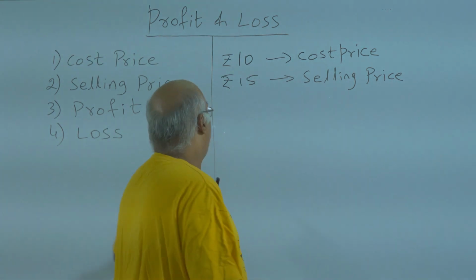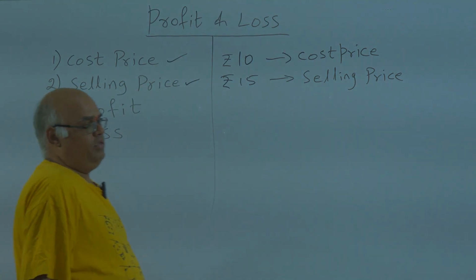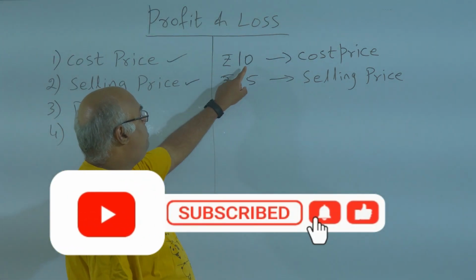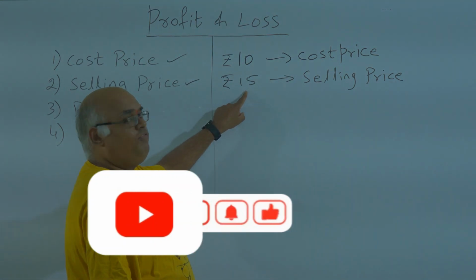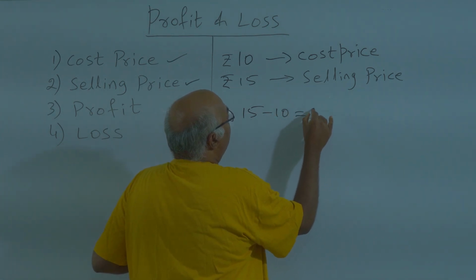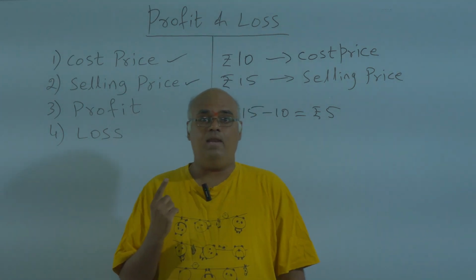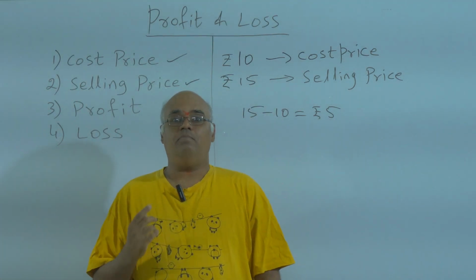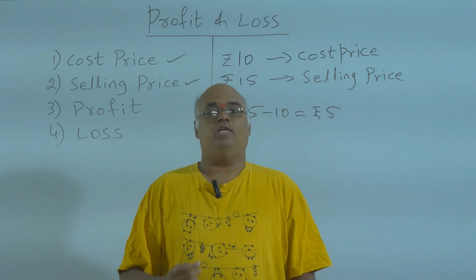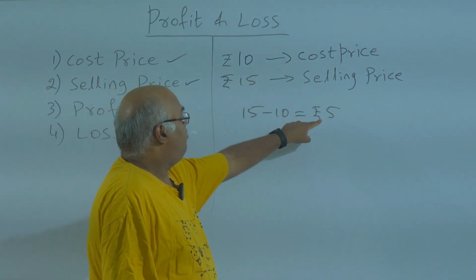Now, let us see the next. So, we have completed cost price, selling price. Now, let us see what is profit. So, profit is nothing but, for example, if you take this example, I have purchased the pen for 10 rupees and I am selling it for 15 rupees. So, 15 minus 10 is equal to rupees 5. So, I am earning 5 rupees by selling one pen. That is nothing but the profit. Profit is nothing but the extra amount which you are earning after selling an item. So, if you observe here, the profit is nothing but 5 rupees.